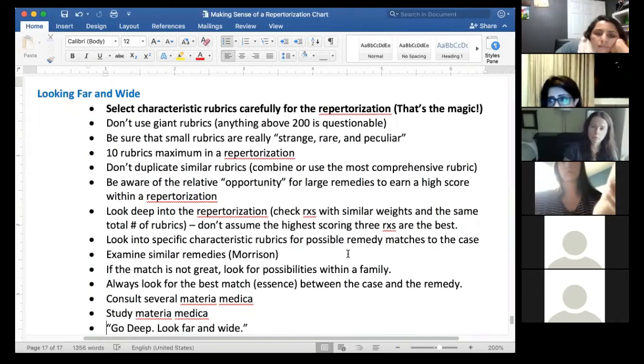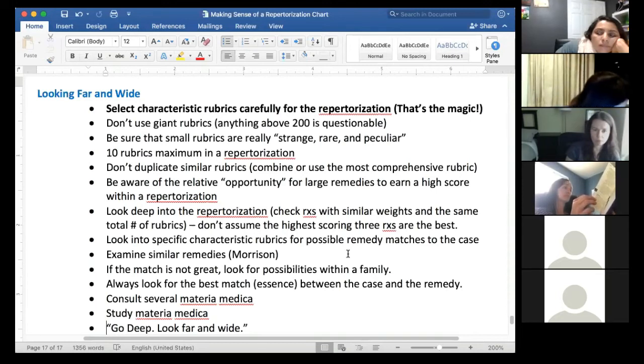10 rubrics maximum in a repertorization. Don't duplicate similar rubrics. Be aware of the relative opportunity for large remedies to earn a high score. It doesn't mean it's not the right remedy. It's just that the probability of it coming up in your repertorization is higher. Look deep into the repertorization. Check remedies with similar weights and the same total number of rubrics. Don't assume that the highest scoring 3 are the best.